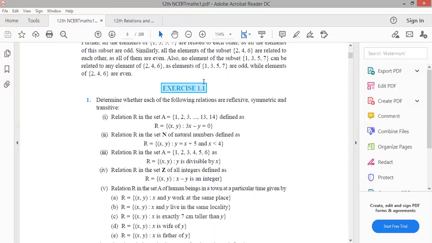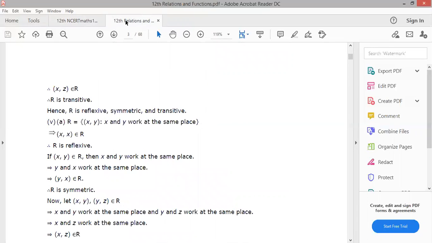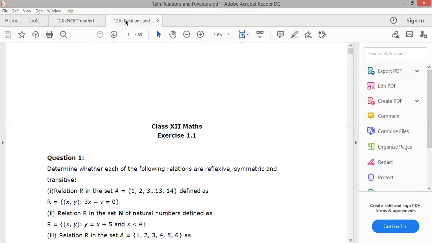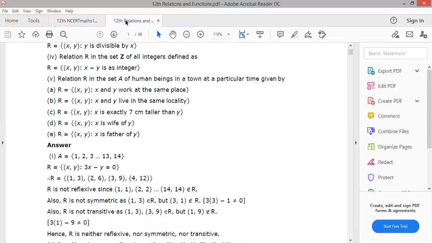In the first question, we have to check whether the relation given in part number first of question number first is reflexive, symmetric, or transitive. The relation is given by R = {(x, y): 3x - y = 0}. We have to check whether this relation is reflexive, symmetric, and transitive. You know the definitions of these types of relations. So first of all, we will check whether it's reflexive or not.